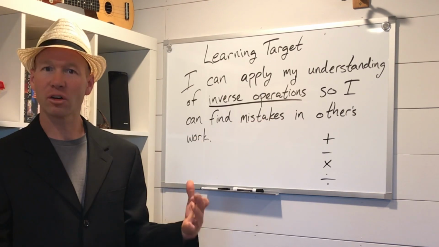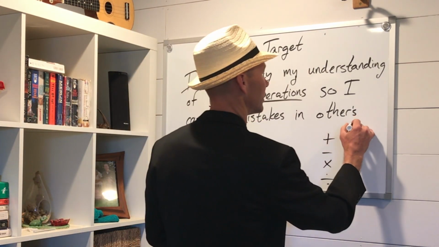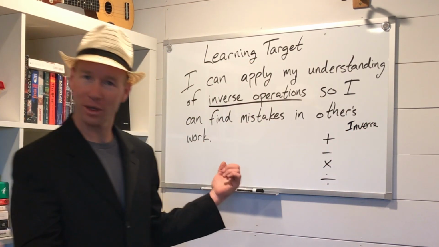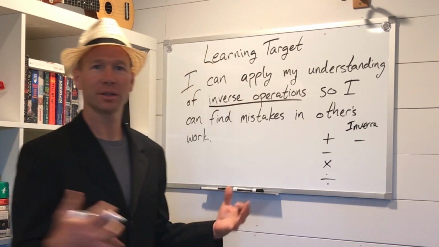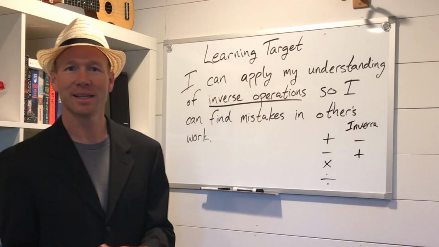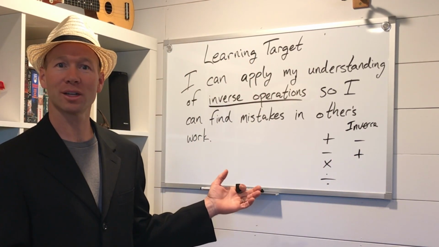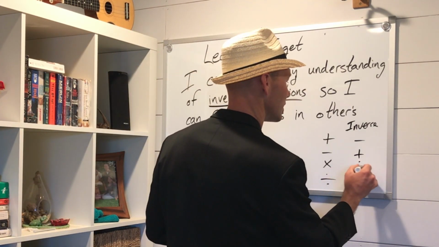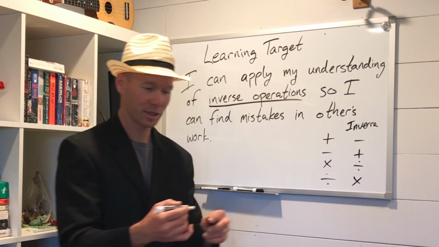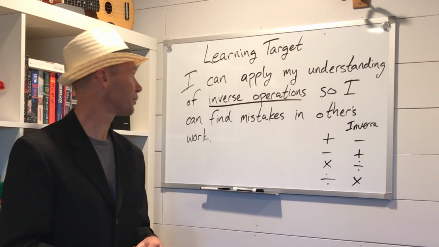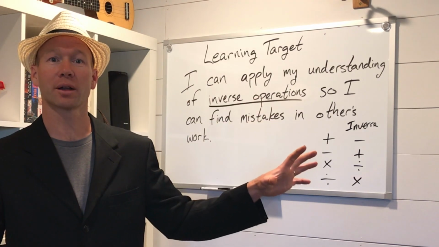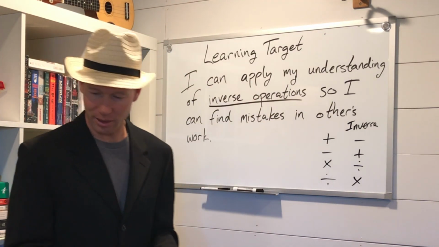So if we have the inverse, the opposite of addition, inverse. What is the opposite of addition? That's right, subtraction. Okay, say it out loud. What's the opposite of subtraction? It's addition. That's right, the opposite of subtraction is addition. The opposite of multiplication, yeah, it is division. And the opposite of division, we got multiplication. The inverse operation. We're going to find mistakes. So we're going to look at someone else's work, and we are going to find a mistake in that work today.